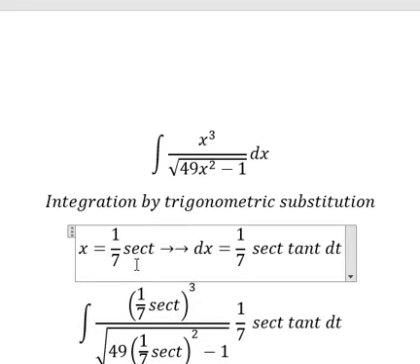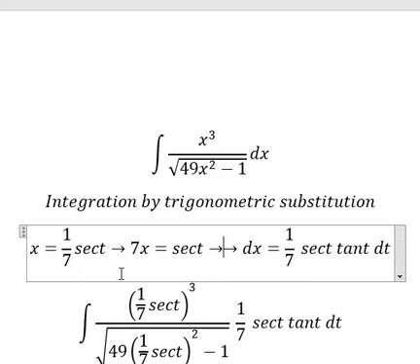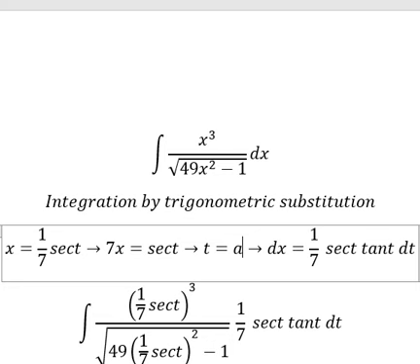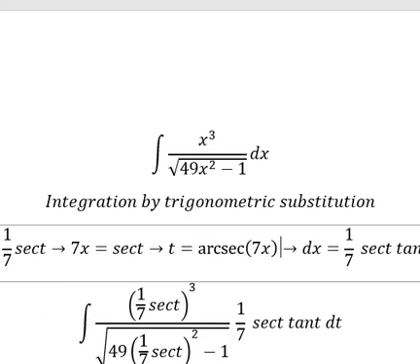About t, that is this one. So I will put number 7 to the left. And we got t equals arc secant of 7s. So I will put this one to change for t.